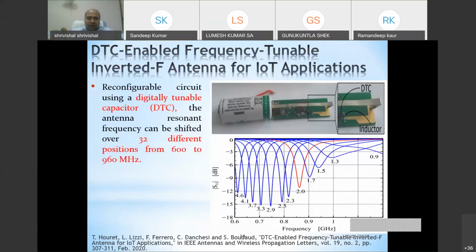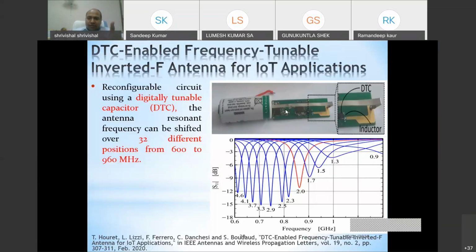There is one more: a frequency tunable inverted F antenna for IoT applications. In this design, the inverted F antenna is placed, but along with that they have used digitally tunable capacitors, through which they are changing the voltage. As we all know, the operating frequency f is proportional to 1 upon root LC. If I change the capacitor value by some mechanism, then this change in the capacitor will affect the overall operating frequency.